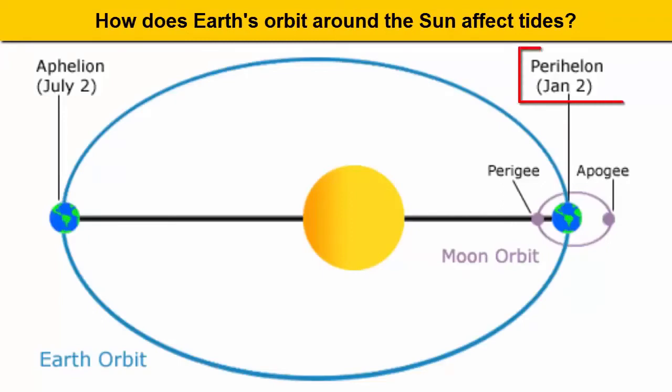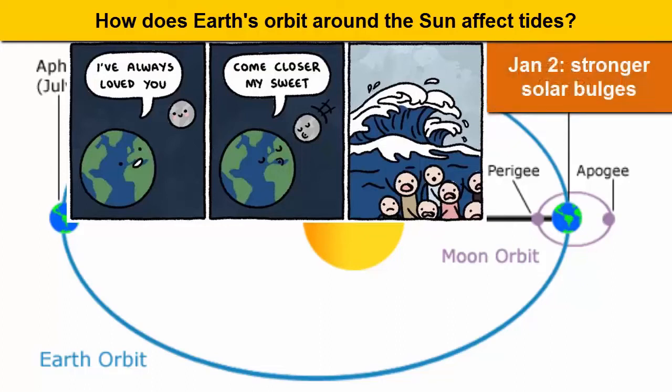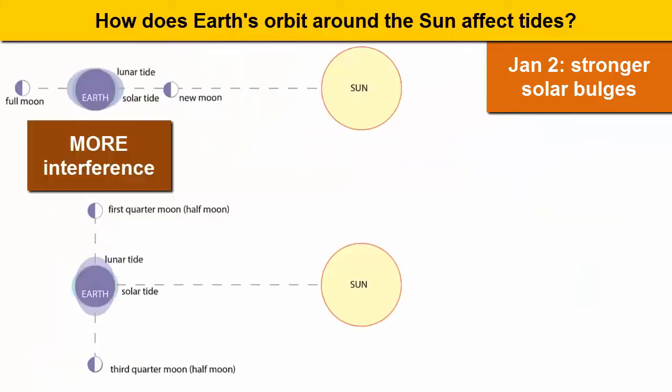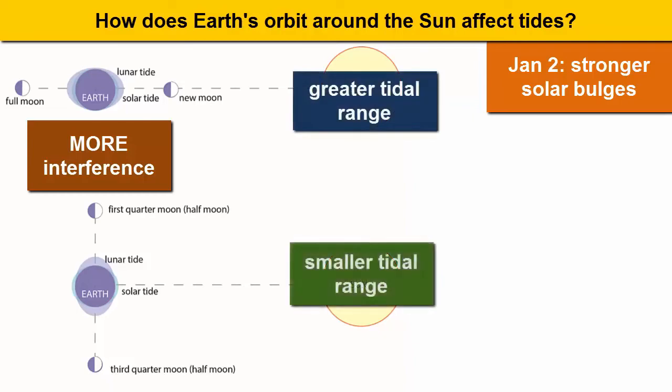Because the Earth's orbit is actually an ellipse, in January the Earth is a little closer to the Sun than the rest of the year. Remember this cartoon? Imagine it's the Sun that's coming closer. What do we get? Greater force differential, so bigger solar bulges. And bigger solar bulges means greater interference with the lunar bulges, more constructive interference when they're in phase, and more destructive interference when they're out of phase. The spring tides would have an even greater tidal range, and the neap tides an even smaller one.